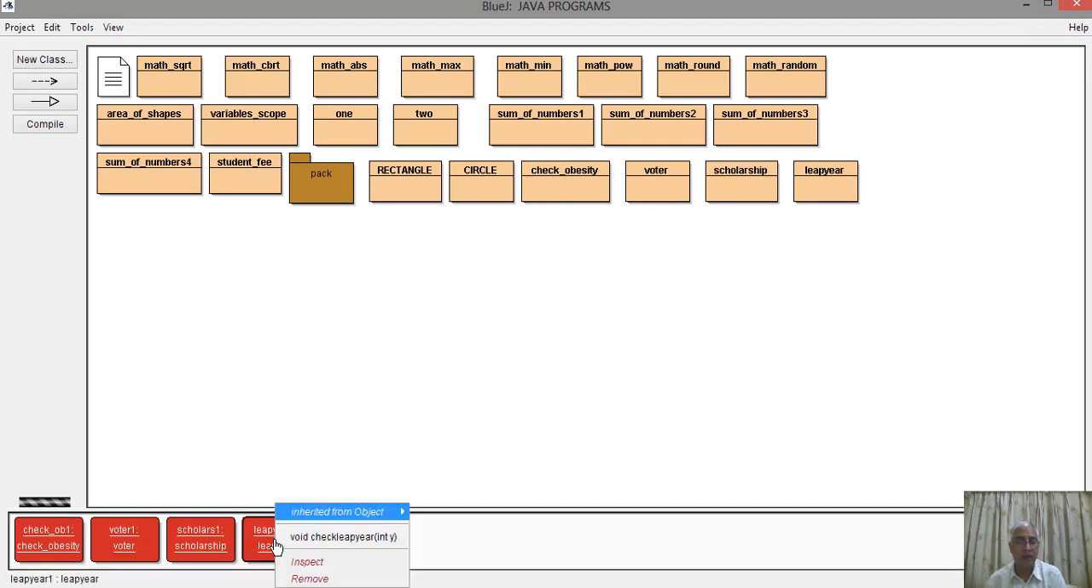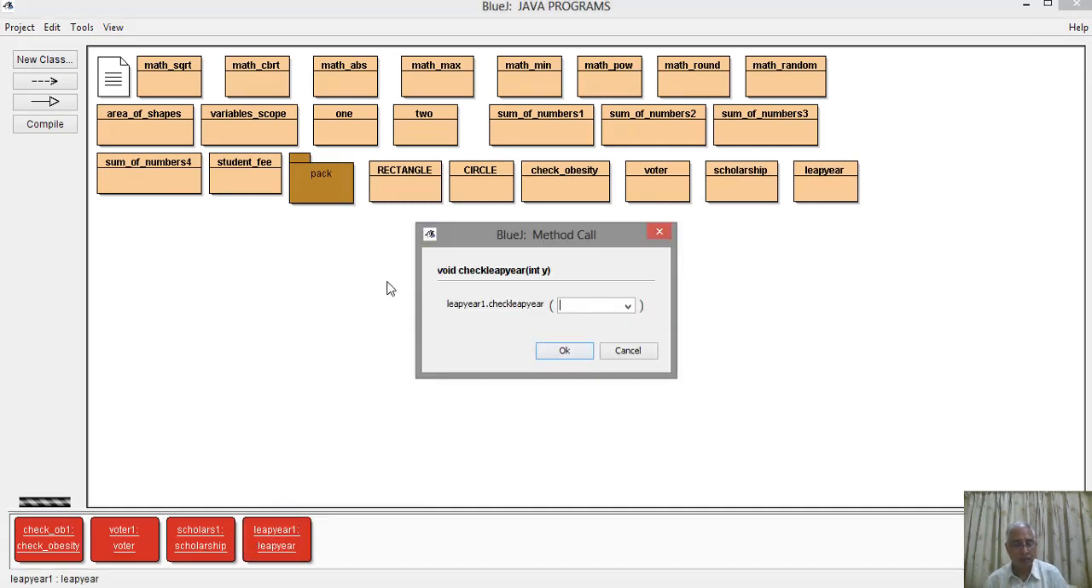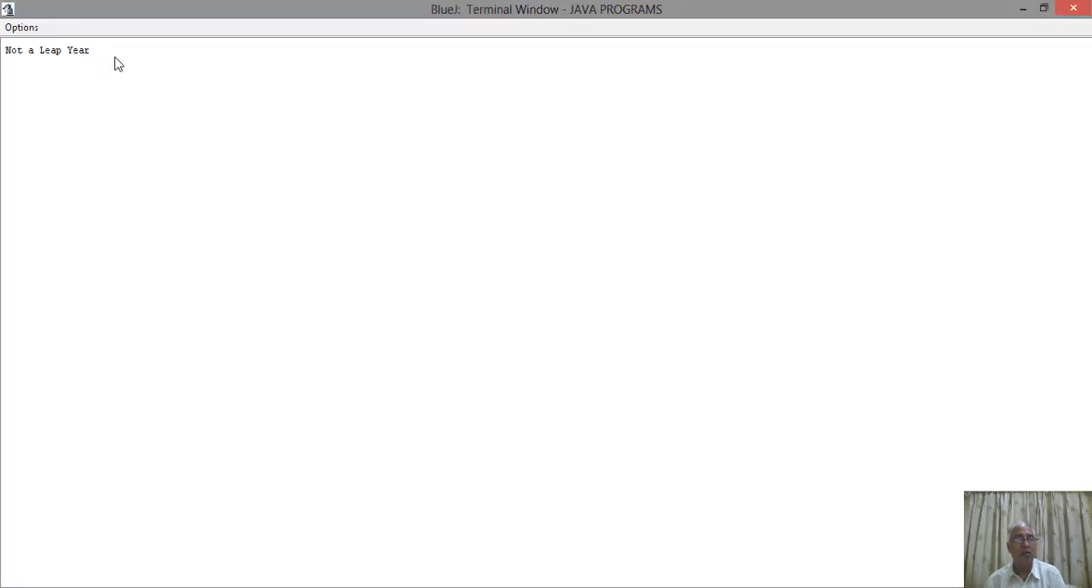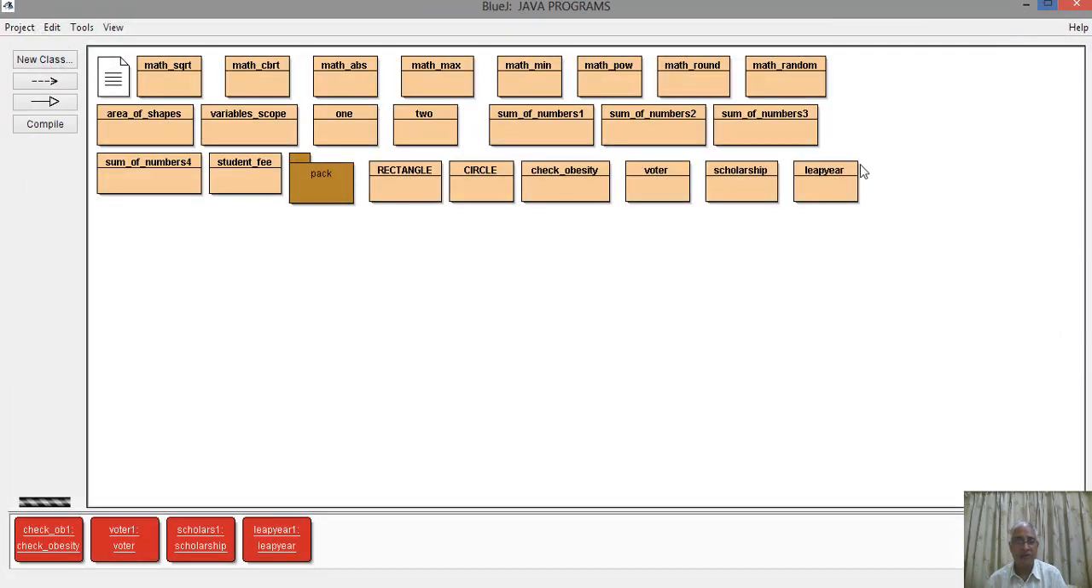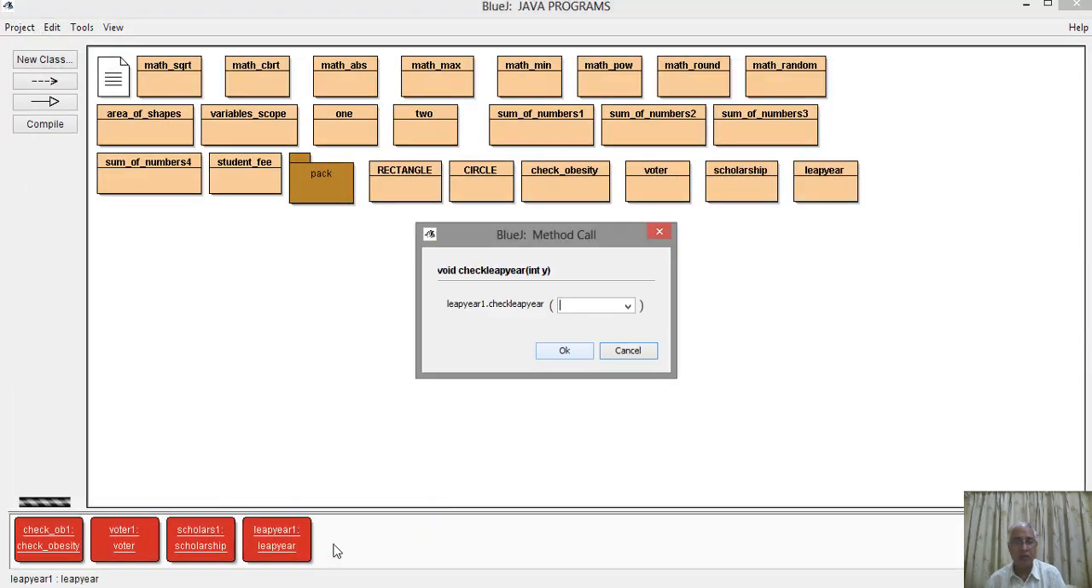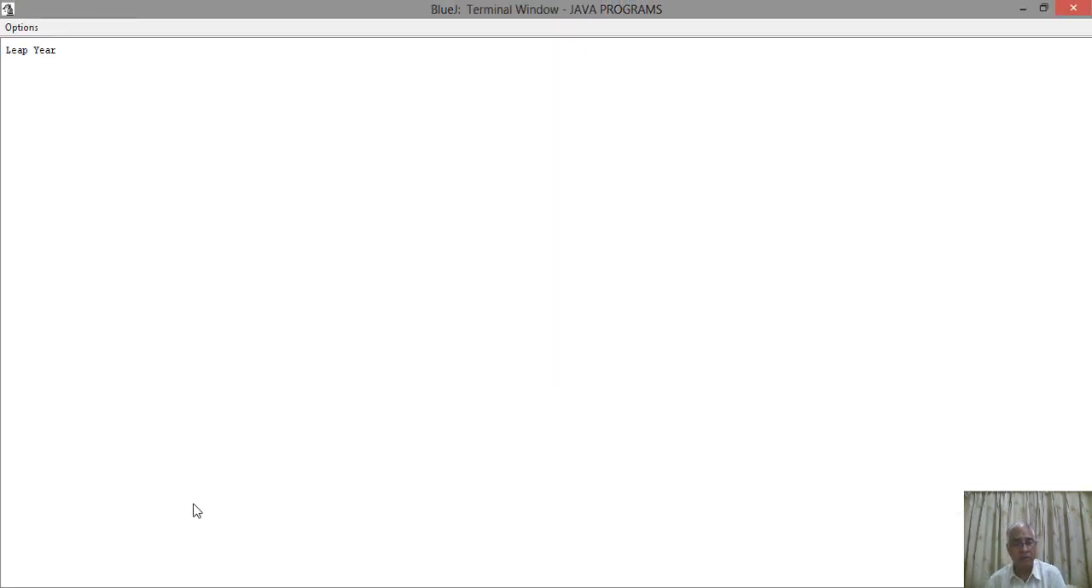Then leap year. In leap year we check the leap year. Suppose we give 1900. 1900 happens to be a century year, so it should be divisible by 400. Is it divisible? Not a leap year, because it is not divisible by 400. Okay, then we check another year. We check 2000. 2000 again is a century year. Is it divisible by 400? Yes. It is a leap year.